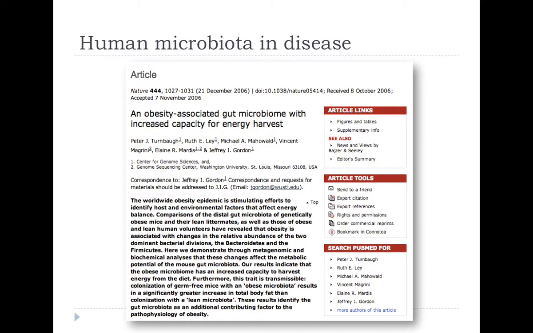And just to give you one, this is a rather old paper now, but this is one of the ones that started off this whole interest in the gut microbiota and things that aren't infections. Here was one where they actually defined an obesity-associated gut microbiome, which was able to harvest more energy and present it to the host.